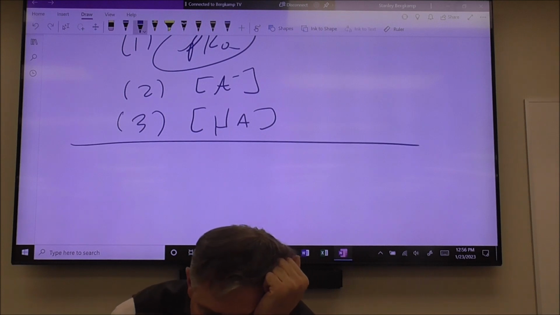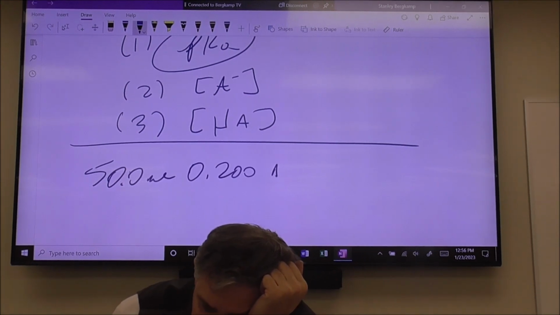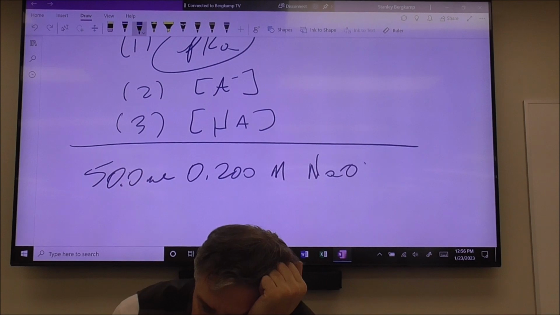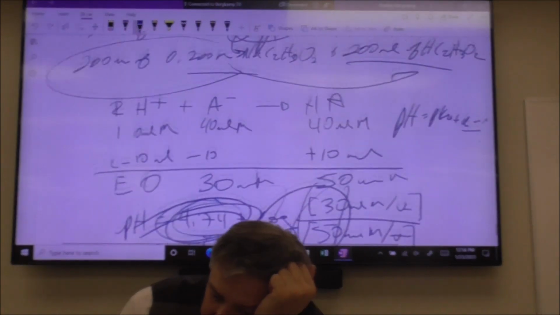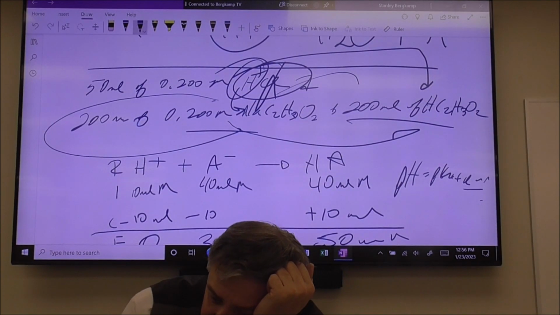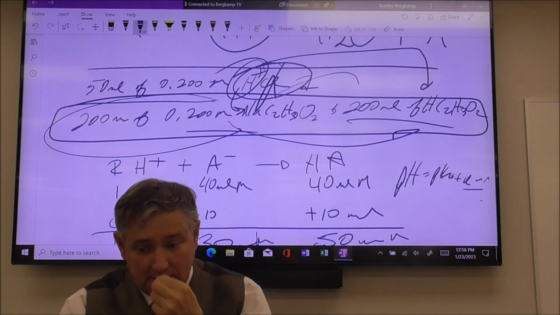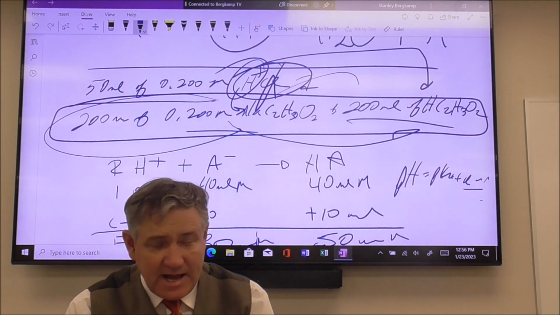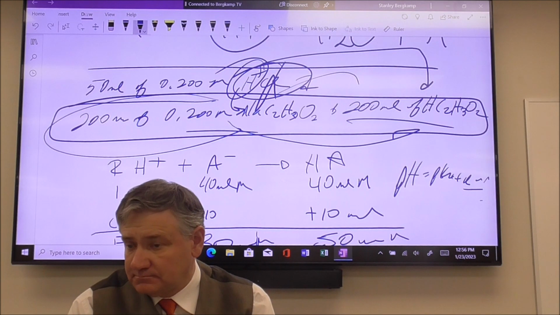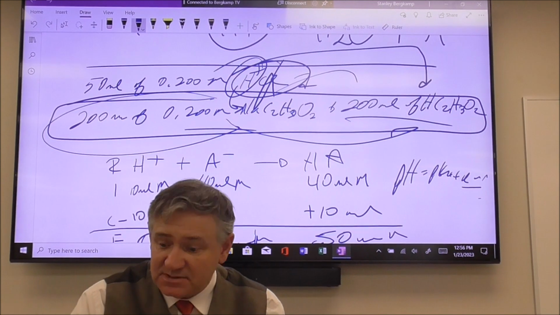Now, let's change it up real quick. Exact same situation, but now I'm going to add 50 milliliters of a 0.2 molar solution of sodium hydroxide. So I'm going back to this exact same situation, 200 milliliters of my sodium acetate, 200 milliliters of my acid. What's the hydroxide going to react with? The anion or the acid? That's what you have to start with.